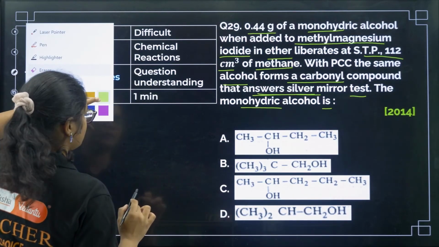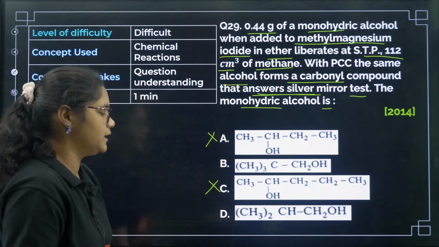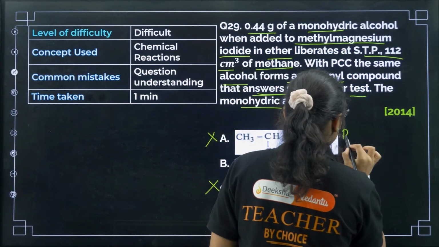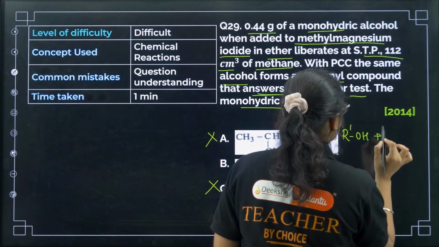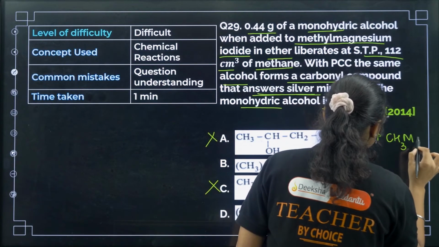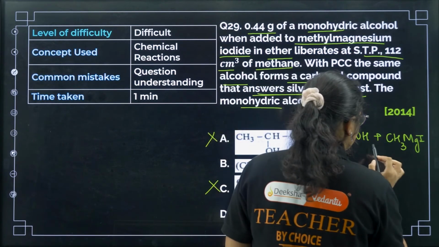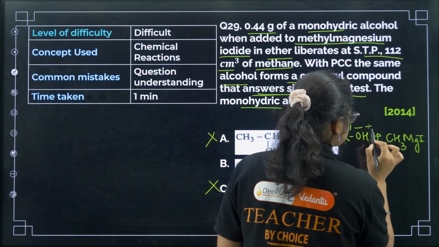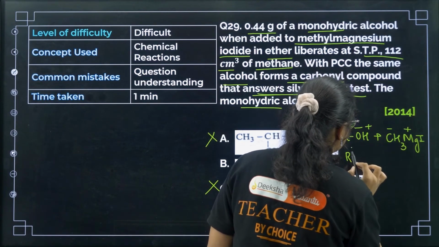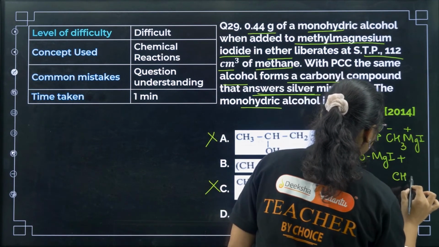So in that case, you can see option number A is a secondary alcohol, we can eliminate. Option number C we can eliminate. B and D we need to think. Now what is the reaction happening? We have this monohydric alcohol, okay, and then we have CH3 methyl magnesium iodide, okay. Then if these two react, what will happen? This is O minus, this is H plus, this is minus, this is plus, right? So this Mg will take this one, so I'll get R'O MgI, okay, and then I have CH4.